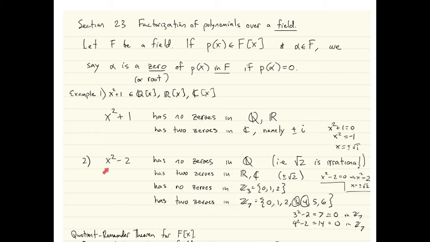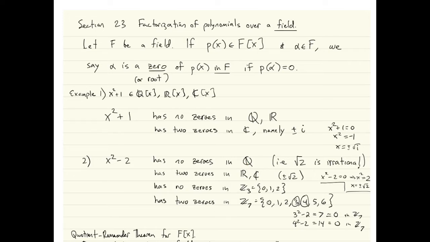Okay, let's do another example. x squared minus 2, and once again, because the coefficients are integers, negative 2 and 1, this polynomial is in all three of these fields, and in some other fields as well. Much the same story. In this case, it has no zeros in Q. If we set x squared minus 2 equal to 0 and solve, we get x equals plus or minus the square root of 2, and the square root of 2 is not a rational number, it's an irrational number. You can't express it as a fraction, and so this polynomial has no zeros or roots in Q or over Q.